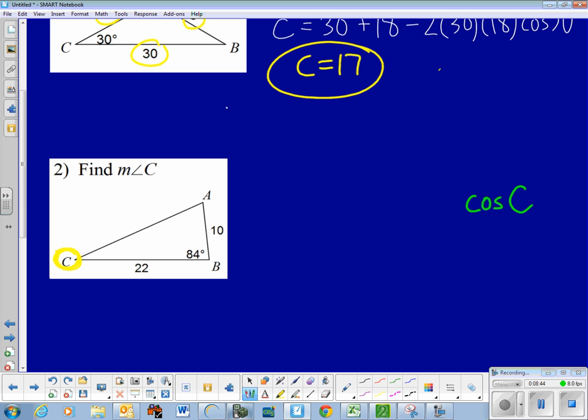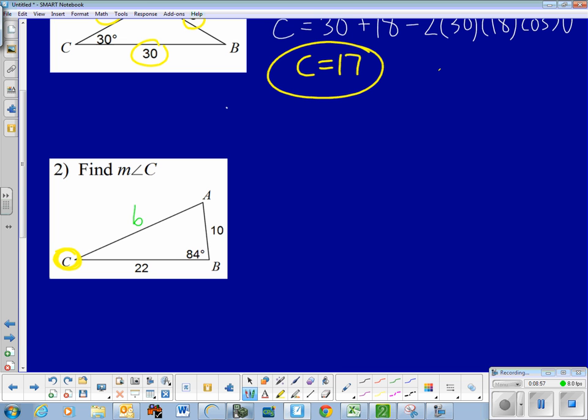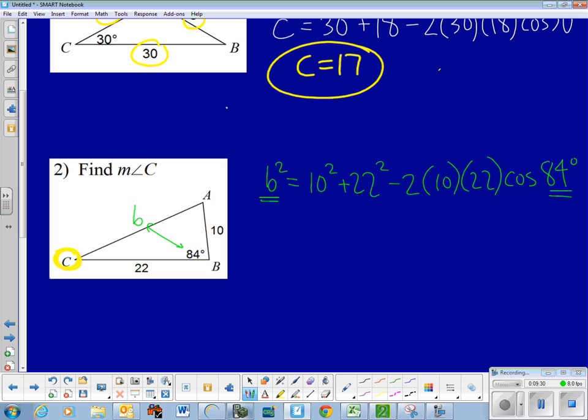So what I know is this. Let me start that over. I'm realizing this is going to be a two-stepper. So what needs to happen is I need to find side B and then use the law of cosines again to get angle C. So let me start over. What I know right now is that B squared equals 10 squared plus 22 squared minus 2 times 10 times 22 times the cosine of 84 degrees. Okay, the side, the B and the 84 are the corresponding, that's the very first and the very last thing I write, and then the other two sides just go in place.